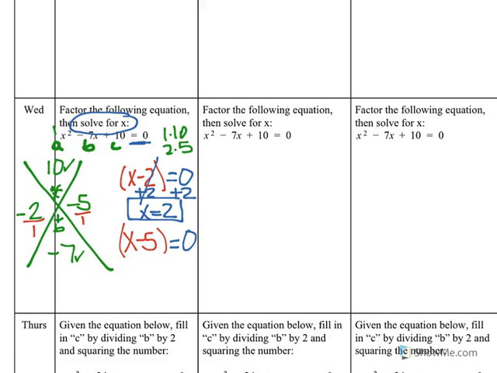With the second factor, we have x minus 5 equals 0. The opposite of subtracting 5 is adding 5. So I'm going to add 5 to both sides, and I get x is equal to a positive 5, which means my second x-intercept, or the second place where that graph would cross the x-axis, is at positive 5.